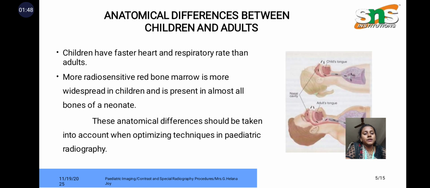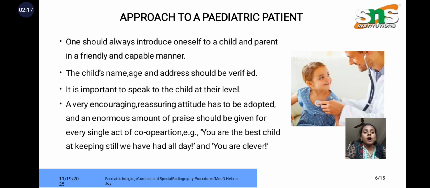Children also have a faster heart rate and respiratory rate than adults, and their red bone marrow is more sensitive and widespread, present in almost all bones of the neonate. These anatomical differences should be taken into consideration while optimizing the pediatric patient for an X-ray or a CT scan.